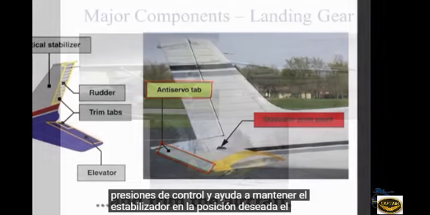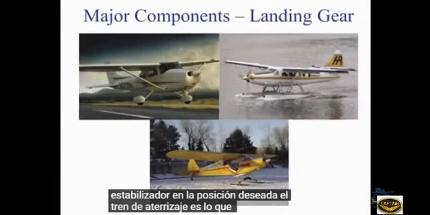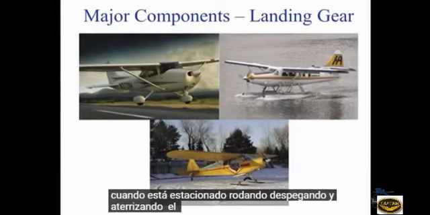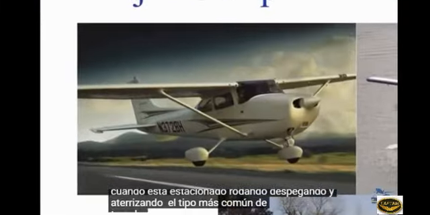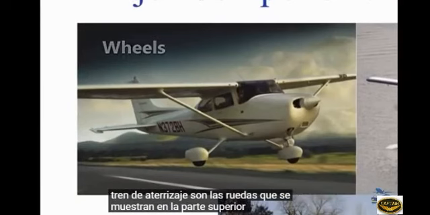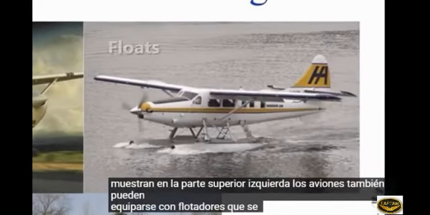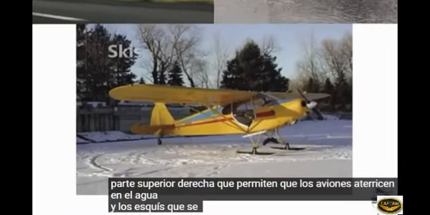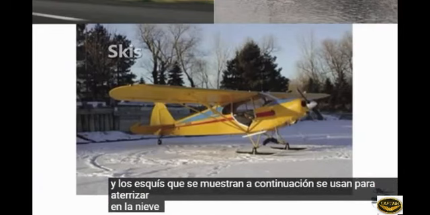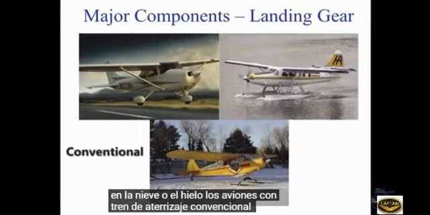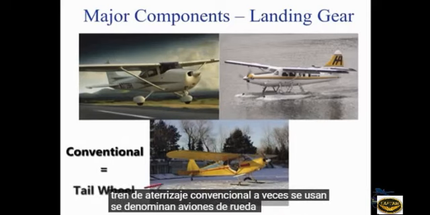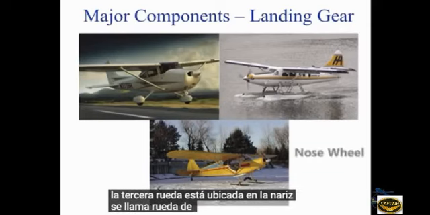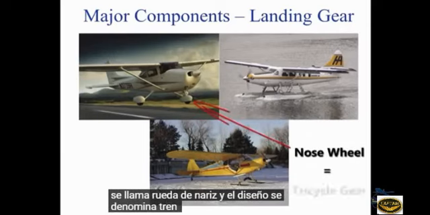Landing gear are what support a plane when it is parked, taxiing, taking off, and landing. The most common type of landing gear are wheels, shown on the upper left. Planes can also be fitted with floats, pictured in the top right, which let planes land on water, and skis, pictured below, are used to land on snow or ice. Airplanes with conventional landing gear are sometimes referred to as tailwheel airplanes. When the third wheel is located on the nose, it is called a nose wheel, and the design is referred to as a tricycle gear.